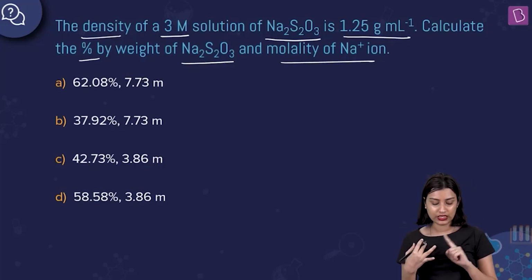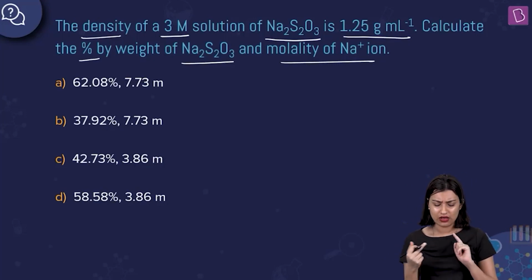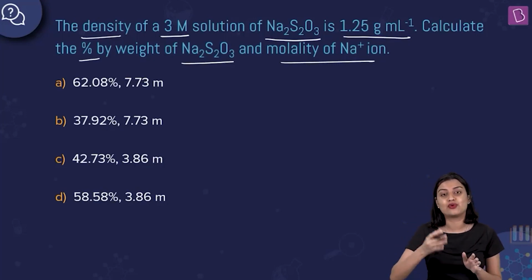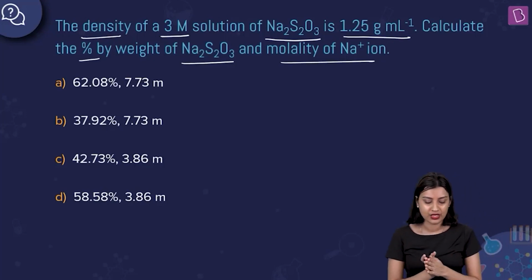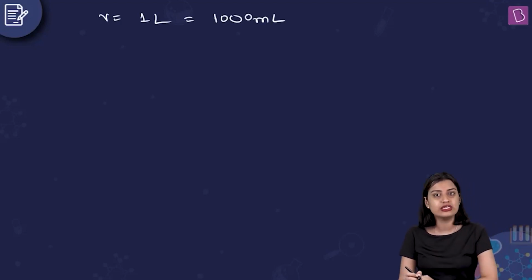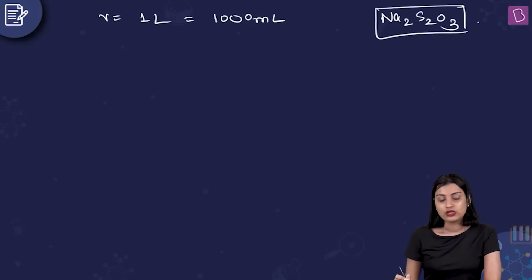They have given you the molar concentration. They've not given you any volume. They've not given you any weight, but that's fine. We can assume and find out per liter and go ahead from there. So first I'm going to assume volume is equal to 1 liter, which is nothing but 1000 ml of this Na2S2O3 solution.